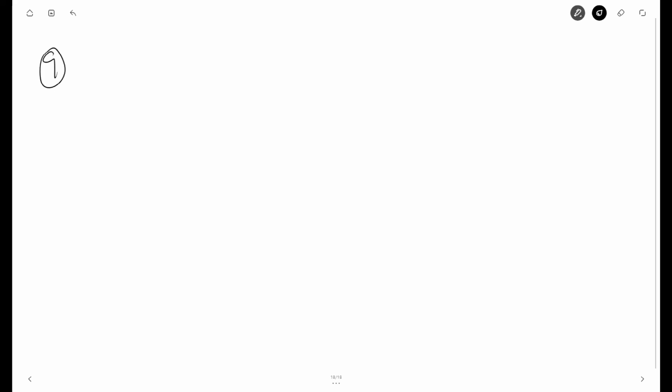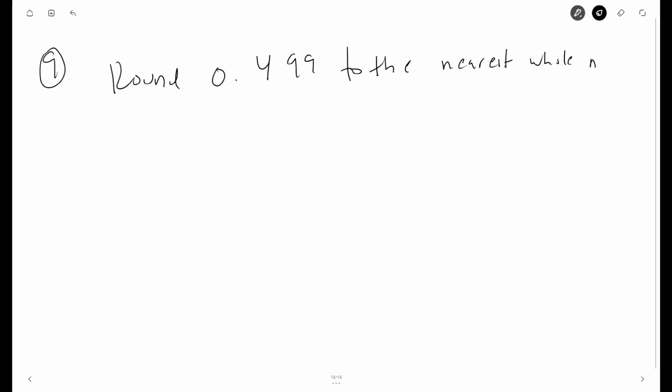Problem number 9. We're gonna round 0.499 to the nearest whole number. Okay, nearest whole number. So we look at here, and is 4 greater than or equal to 5? No, that means that we need to turn this into a 0.